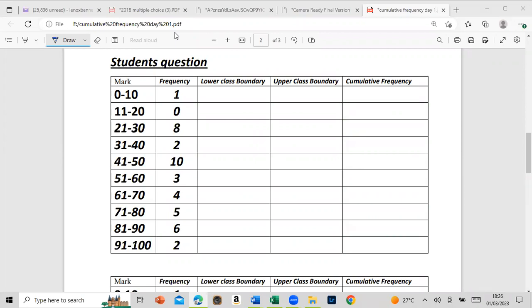Sir, are we just filling out the table or are we finding something else? Well, for now, just fill out the table. Put in the lower class boundary, upper class boundary, and the cumulative frequency. Tomorrow we're going to actually plot it. I'm going to do my scanning on the graph reading, and then try to do it, as you guys want to be more accurate than mine.